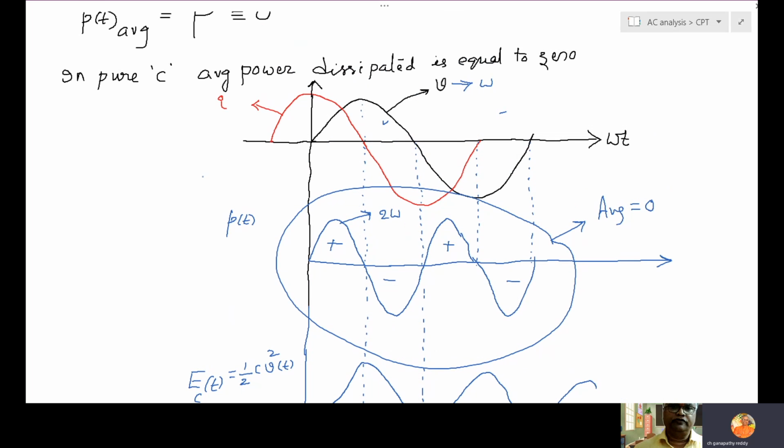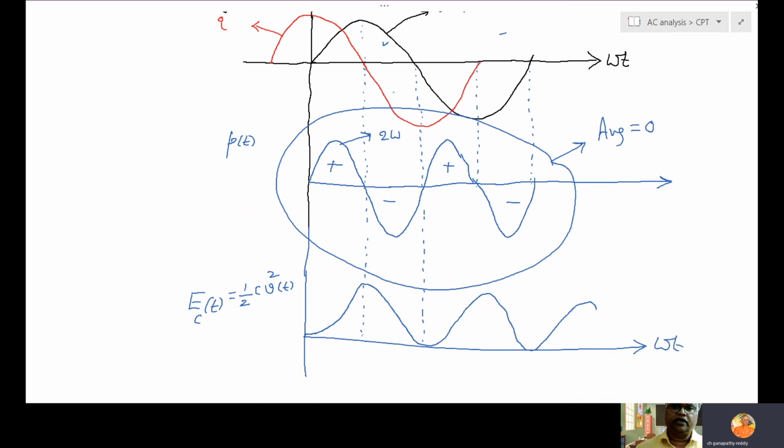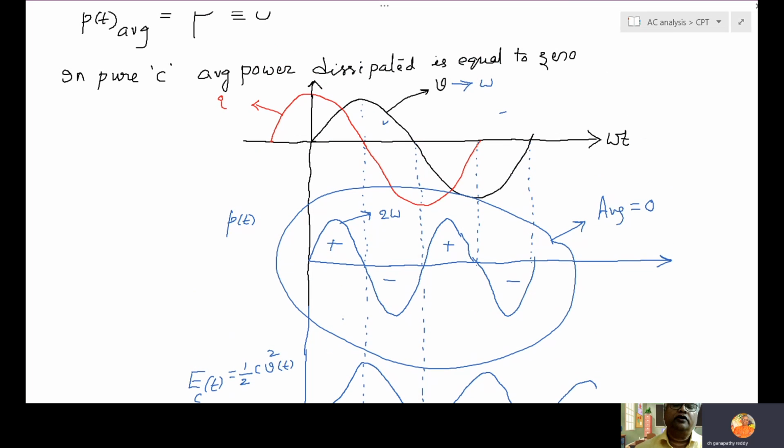So these are the 4 observations mathematically. Current is leading voltage by 90 degrees. Instantaneous power frequency is double the input signal frequency. Average power dissipation is 0. Energy varies sinusoidally. These are the 4 important conclusions.